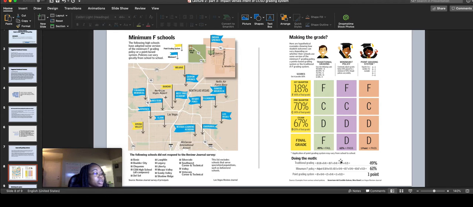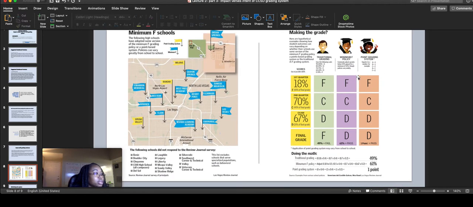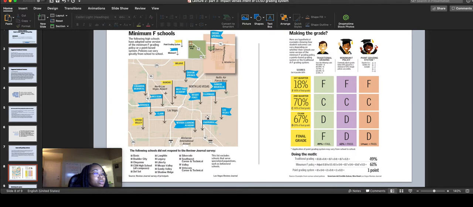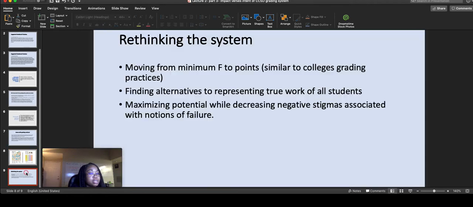So making the grade, here's the solution of transferring over from the traditional grading scale to the minimum F to the point grading system that they're recommending, and the details with that. And then there are only 3 schools currently that responded to the journal that are practicing the point scale. So you have point grading, you have Mojave, Rancho, and then Spring Valley, which I thought was pretty interesting. I wonder if any other schools are, and if your school is, please share that in the discussion.